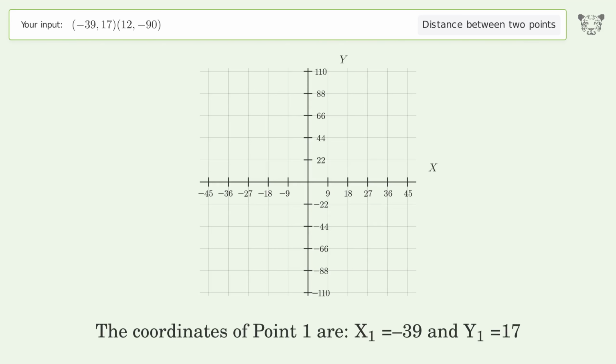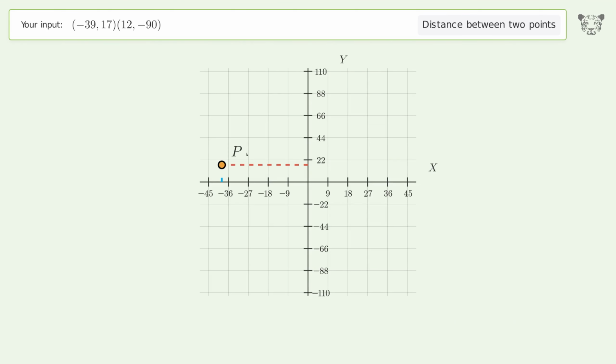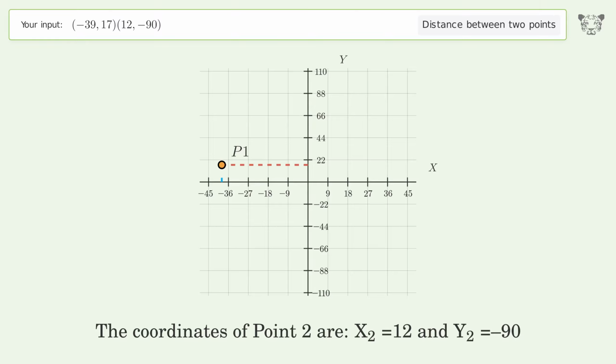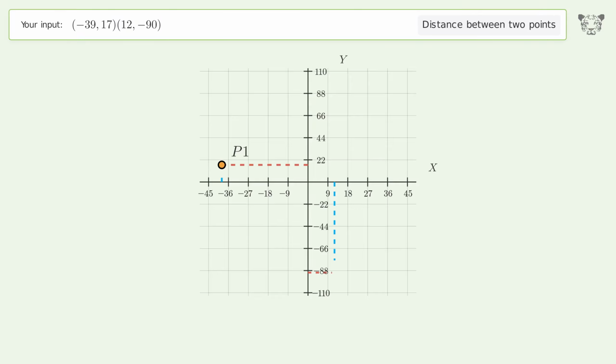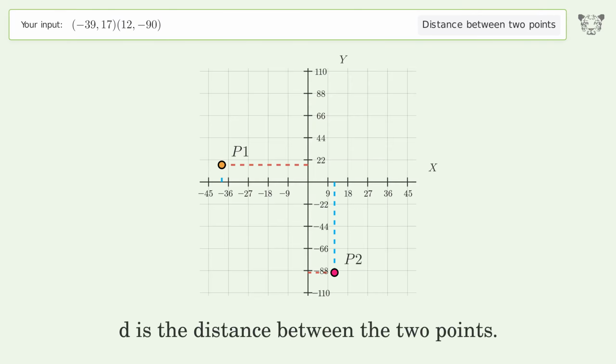The coordinates of point 1 are x1 equals -39 and y1 equals 17. The coordinates of point 2 are x2 equals 12 and y2 equals -90. D is the distance between the 2 points.